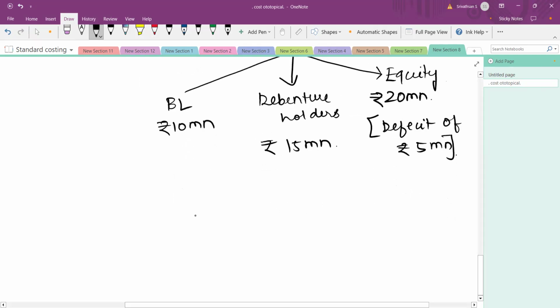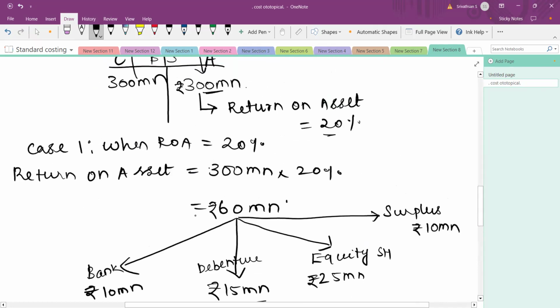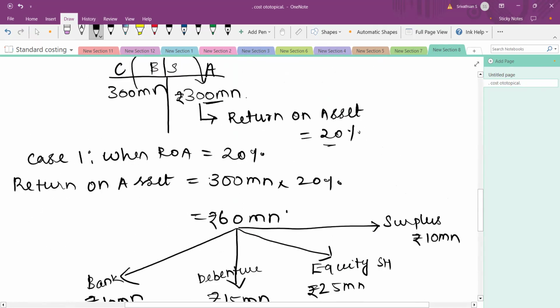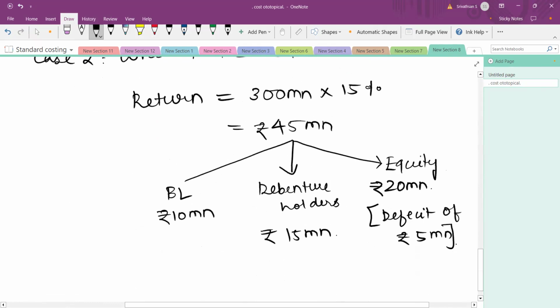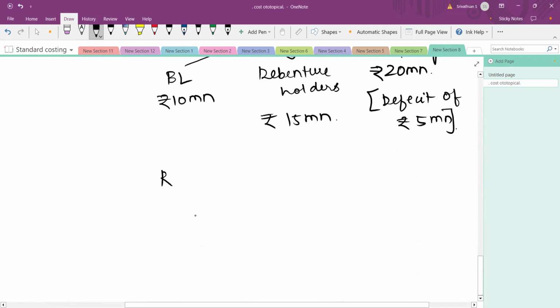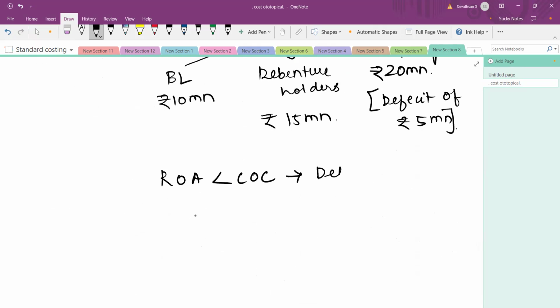The cost of capital of the company is 16.67%, but the return on asset is only 15%. So the conclusion is, if return on asset is less than cost of capital, the company won't be able to meet the expectation of the shareholders. So there will be a deficit. Right. So if return on asset is greater than cost of capital, there will be a surplus amount of funds available with the company. If return on asset is less than cost of capital, the company won't be able to meet the expectation of the shareholders. So what will happen?